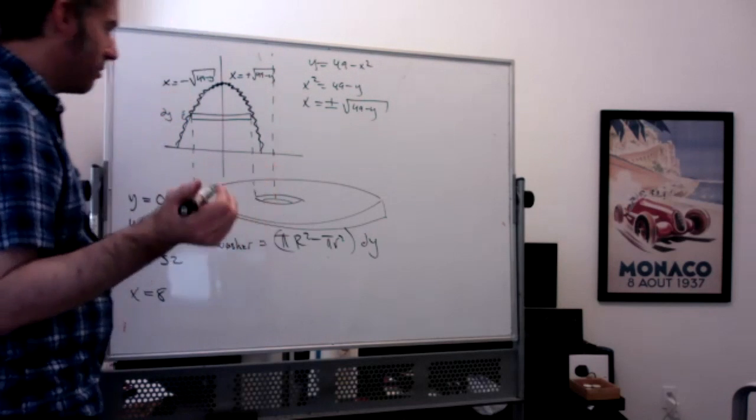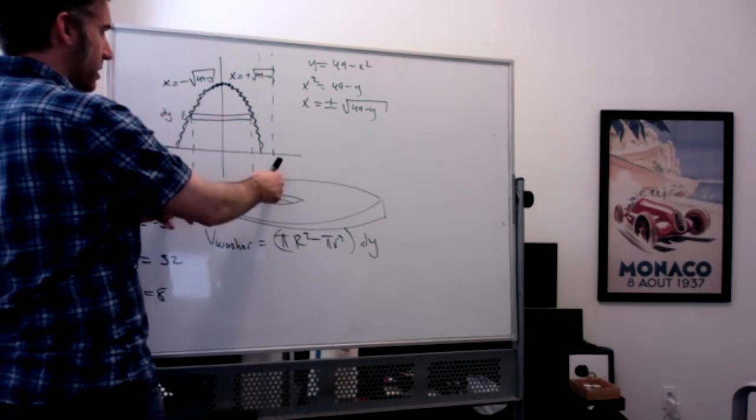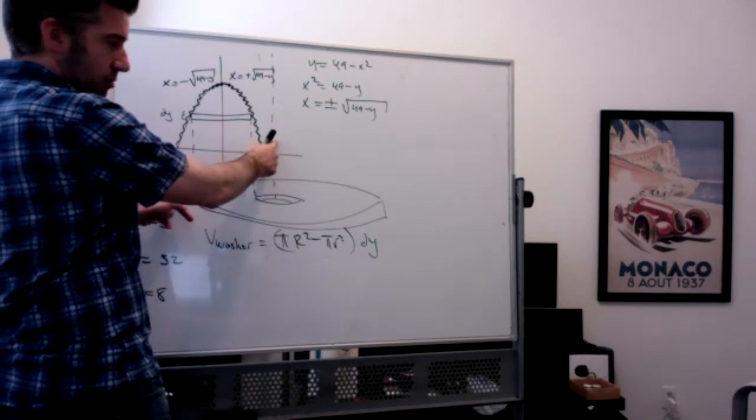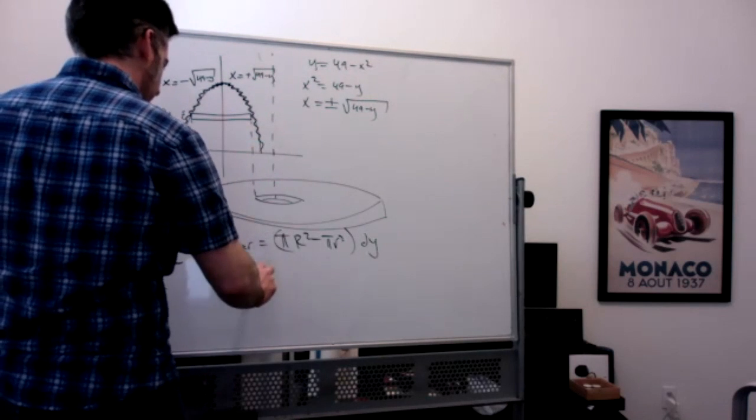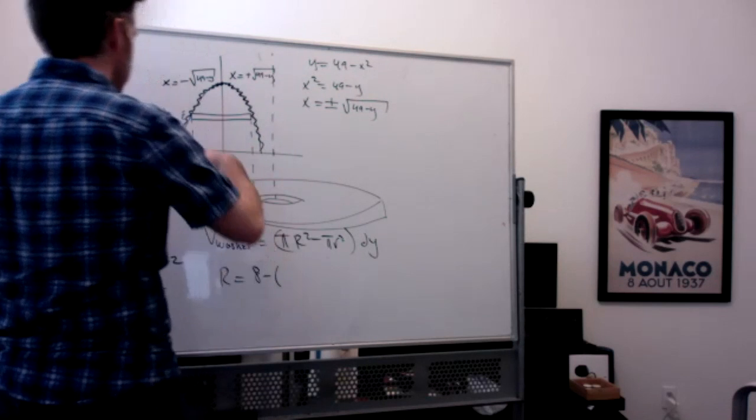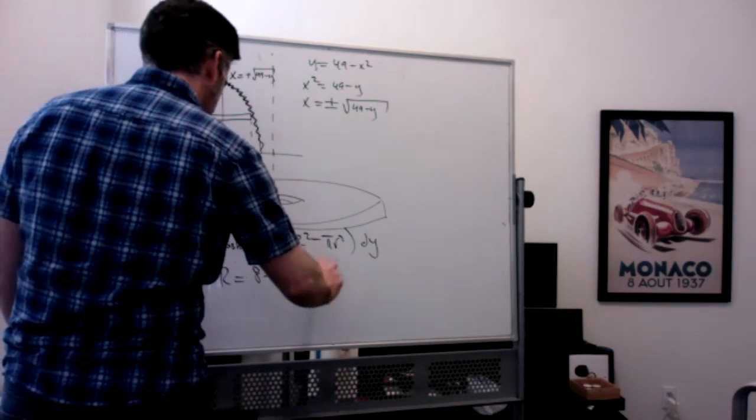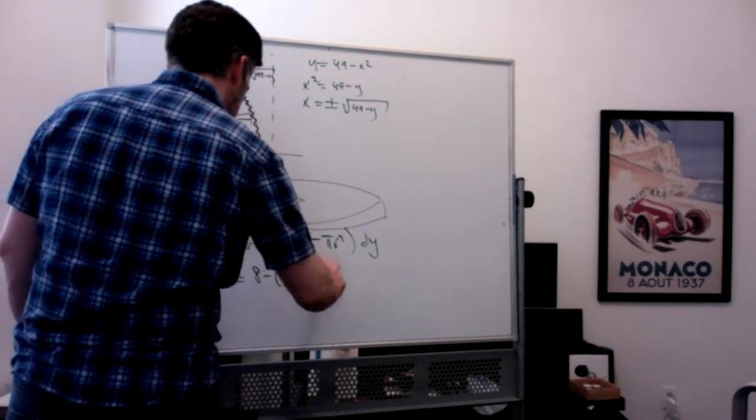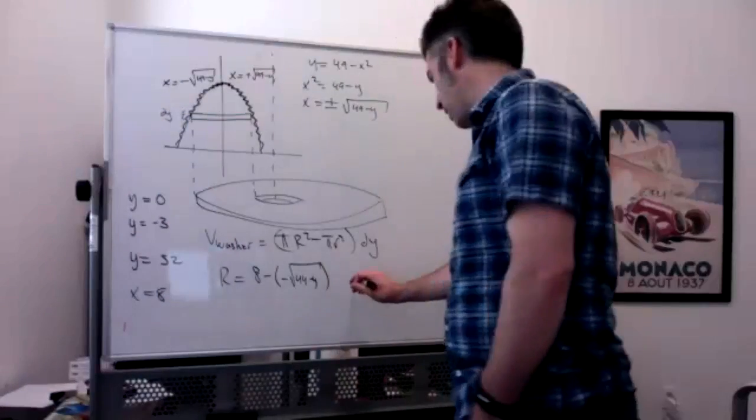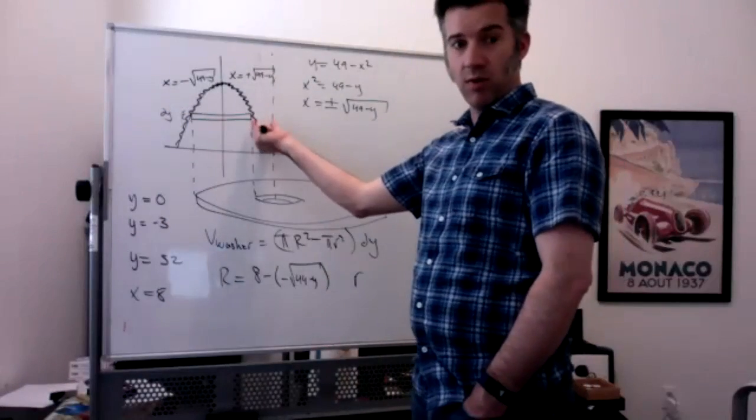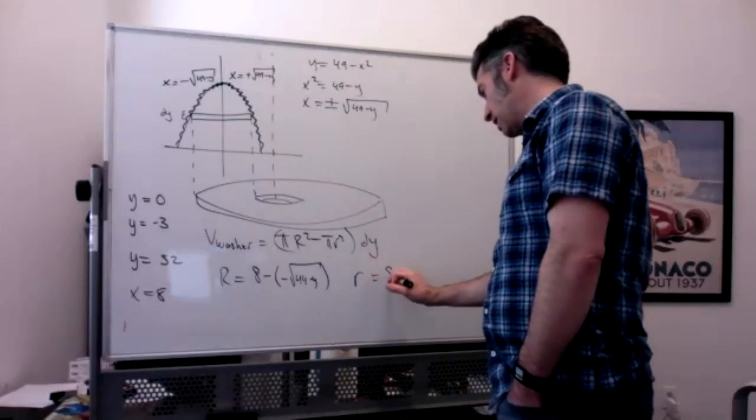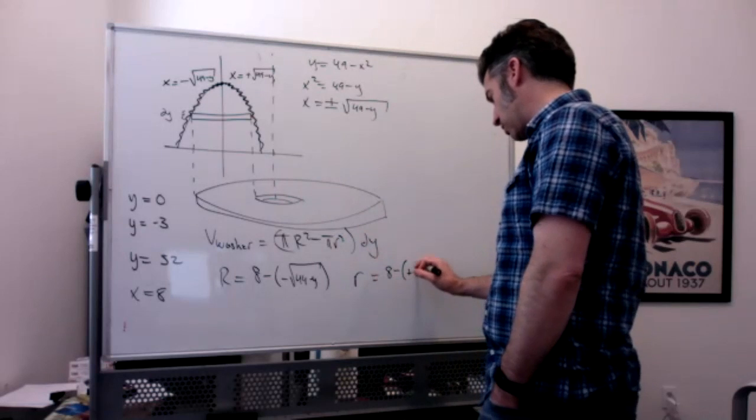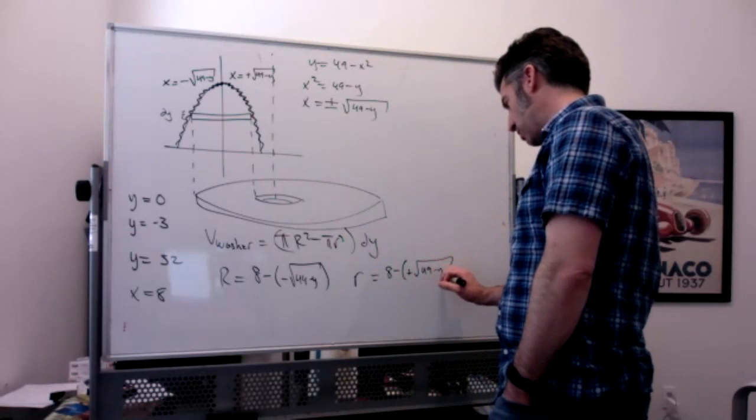So then my outer radius is this minus this. My outer radius here is 8 minus the negative square root of 49 minus y. And my inner radius, the distance between the axis and the function that's closer, is going to be 8 minus the positive square root of 49 minus y.